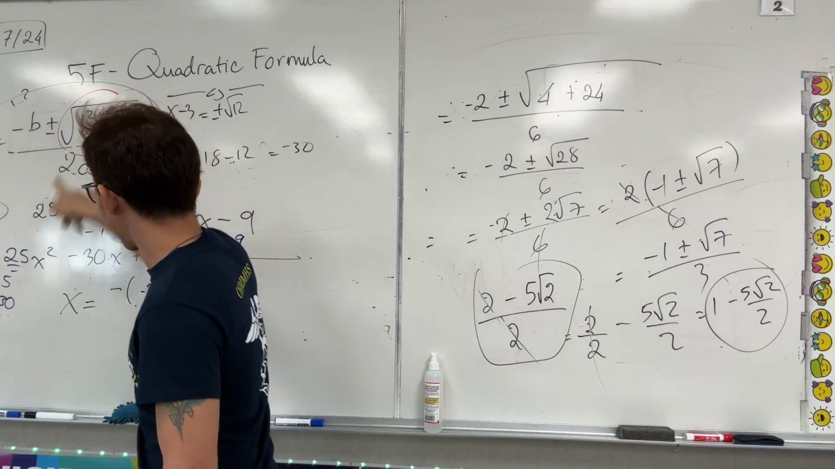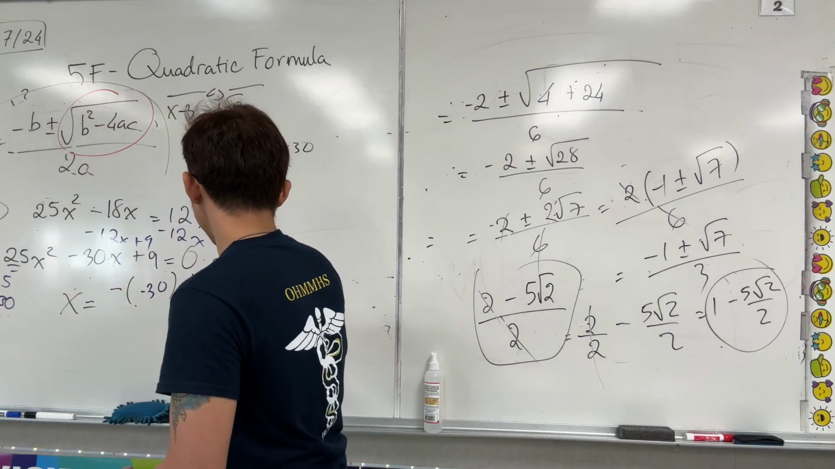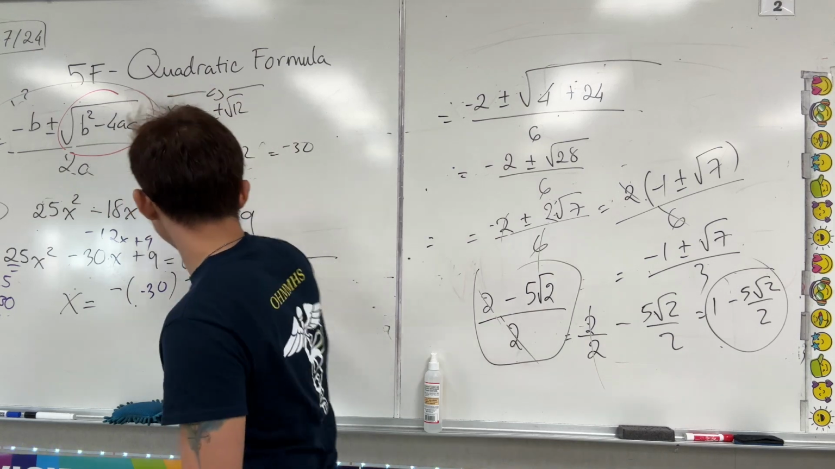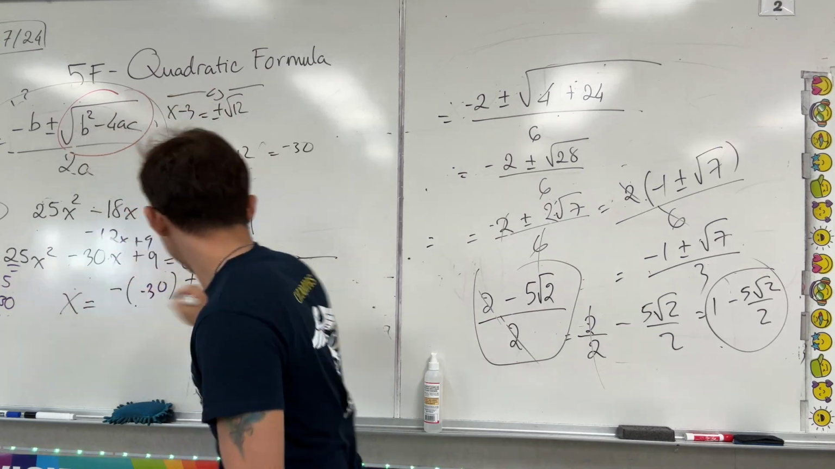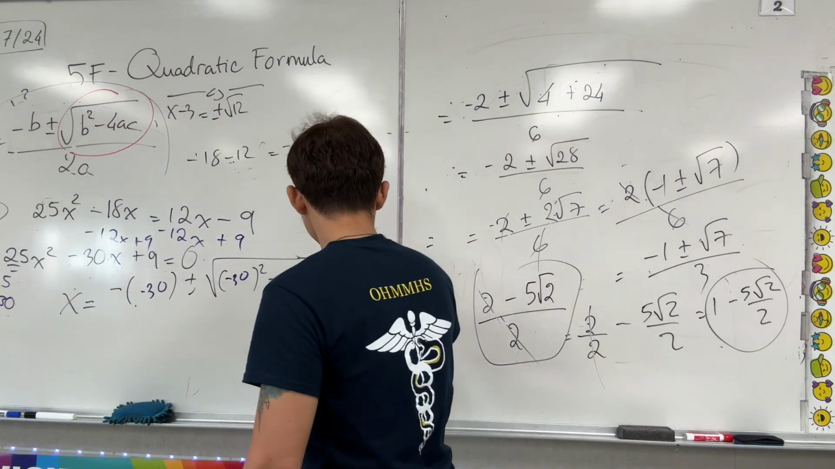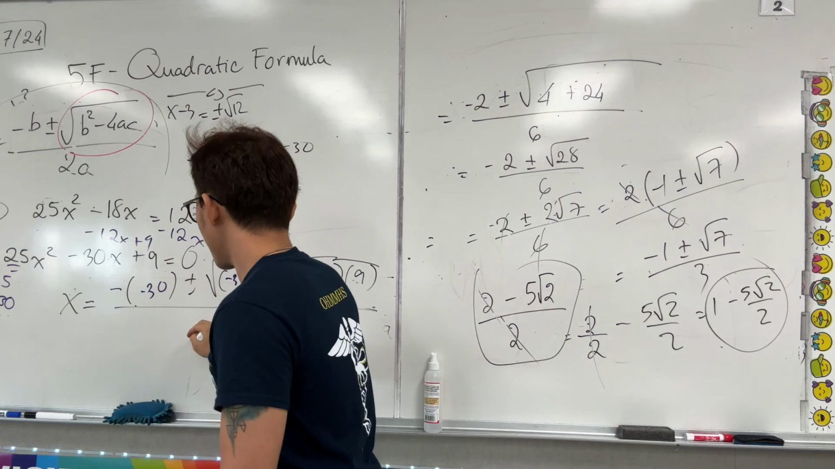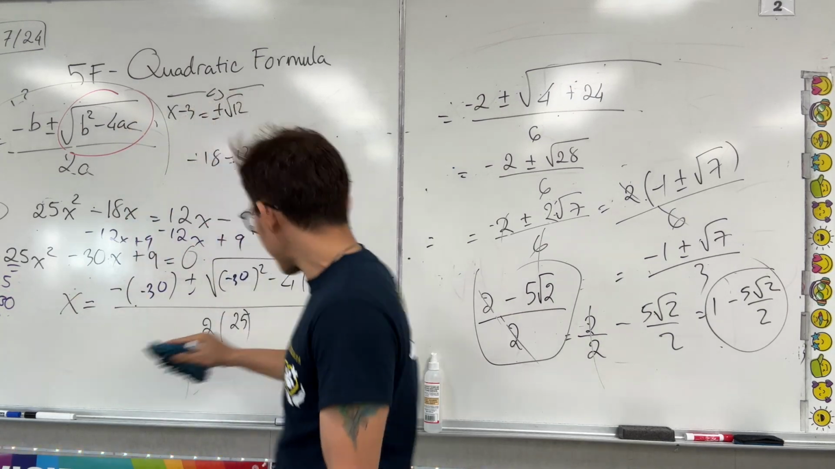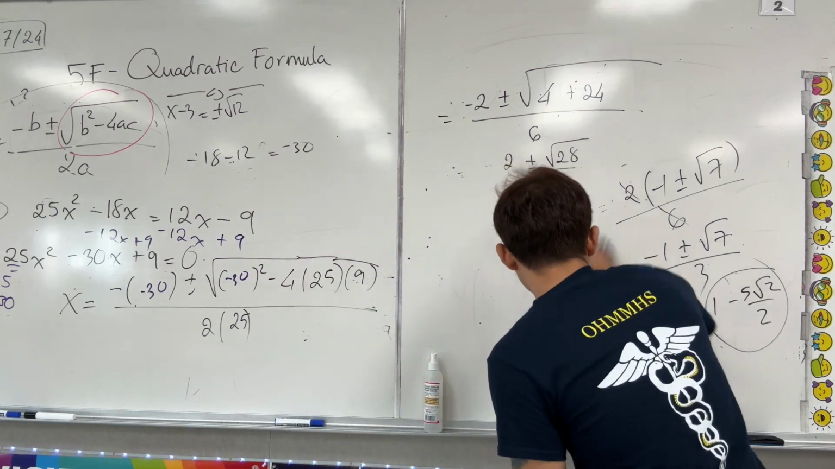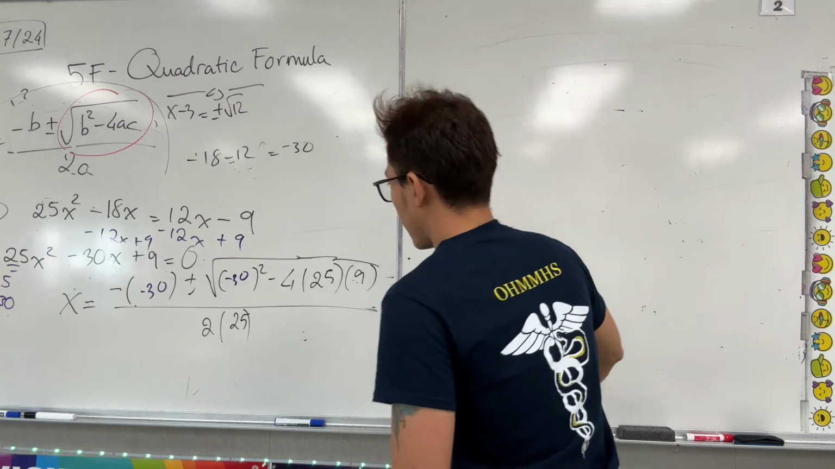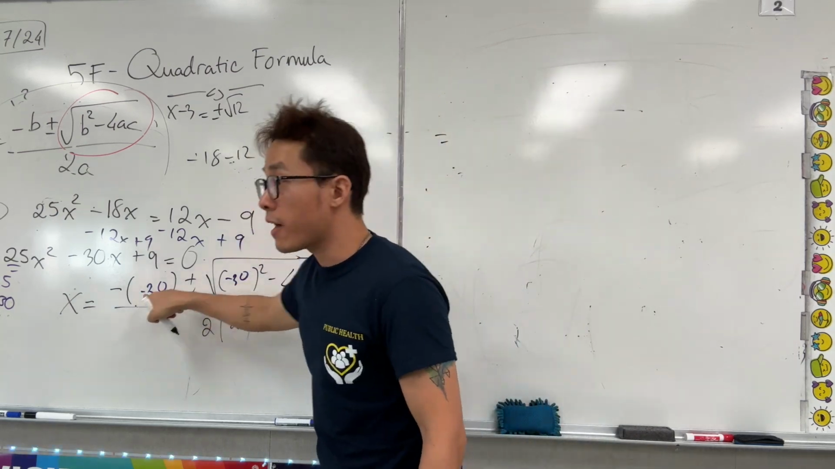Square root of B squared. What is B squared? Negative 30 squared. Right? You got it. And then minus 4AC. Minus 4A. What is A? 25. What is C? 9. Over 2A. 2 times A is 25. Right? So that's what the quadratic is. You just need to plug in everything.